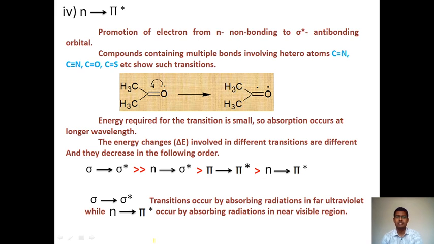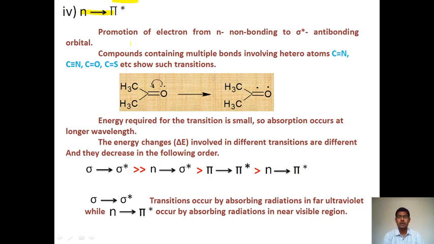And the last transition is the n to pi star transition, in which an electron is promoted from the n non-bonding orbital to the pi star orbital. There is a mistake in this slide: it is the pi star anti-bonding orbital. Such a transition occurs in compounds containing a multiply bonded heteroatom, so that there are non-bonding electrons, that is, a lone pair of electrons on the heteroatom, and there is also a pi star anti-bonding orbital.